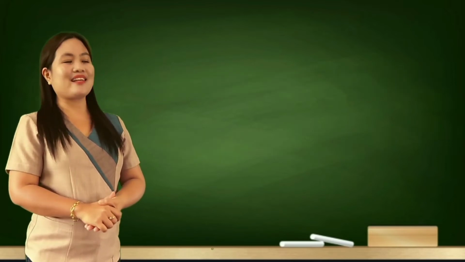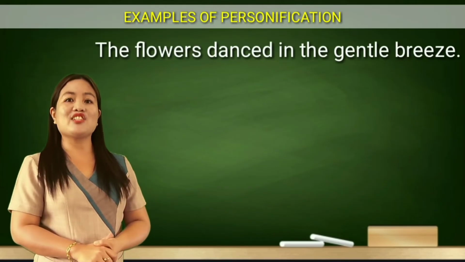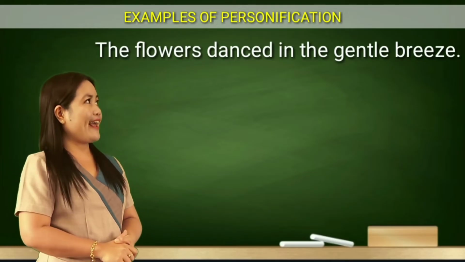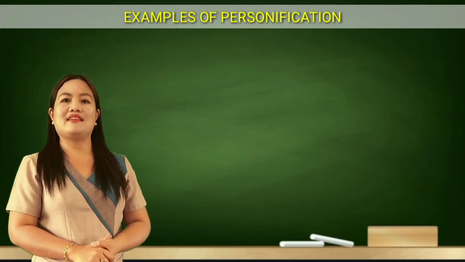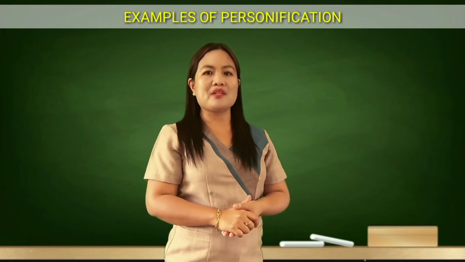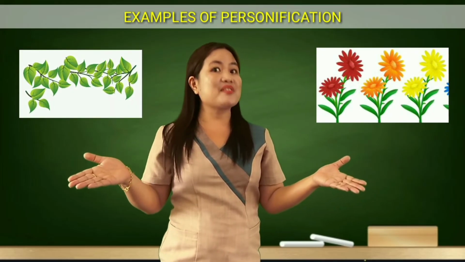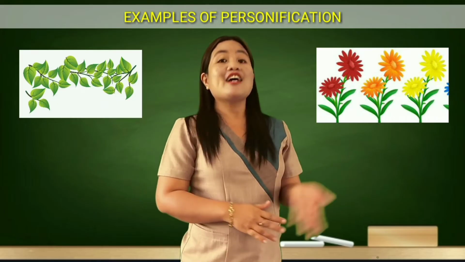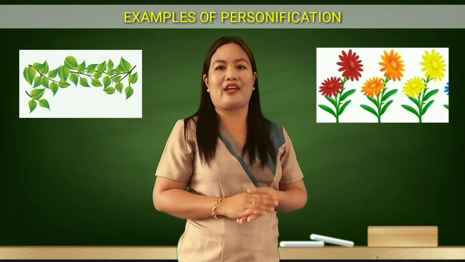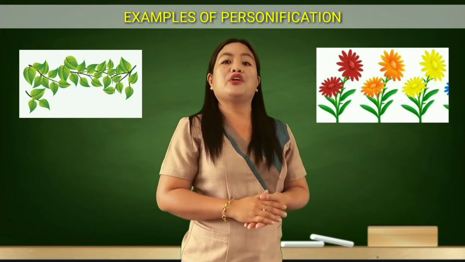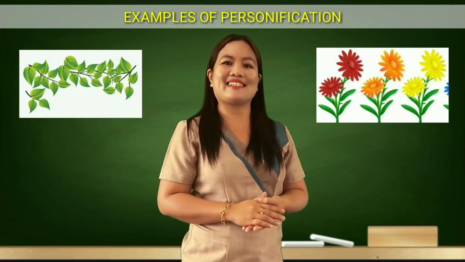Let us look into these examples. The flowers dance in a gentle breeze. Next, the leaves dance in the wind. In the two given examples, flowers and leaves don't dance. Humans do. The flowers and the leaves are both non-human objects and are given a human characteristic, the ability to dance.